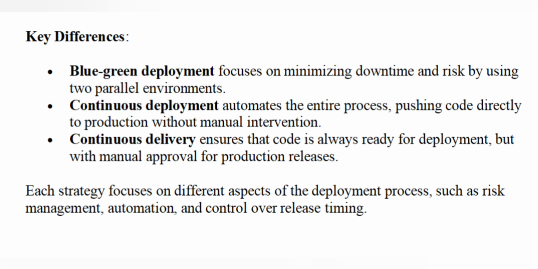Let's see the key differences. Blue-green deployment focuses on minimizing downtime and risk by using two parallel environments. Continuous deployment automates the entire process, pushing the code directly to production without manual intervention. Continuous delivery ensures that code is always ready for deployment but with manual approval for production releases. Each strategy focuses on different aspects of the deployment process, such as risk management, automation, and control over release timing.